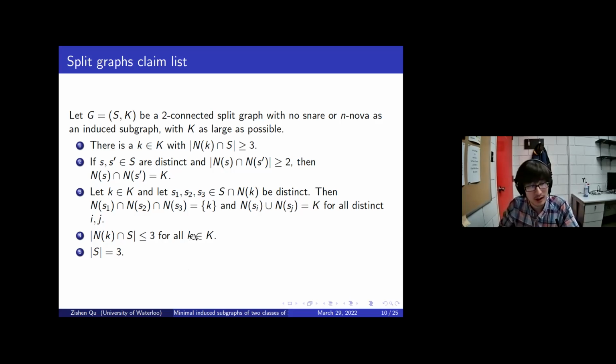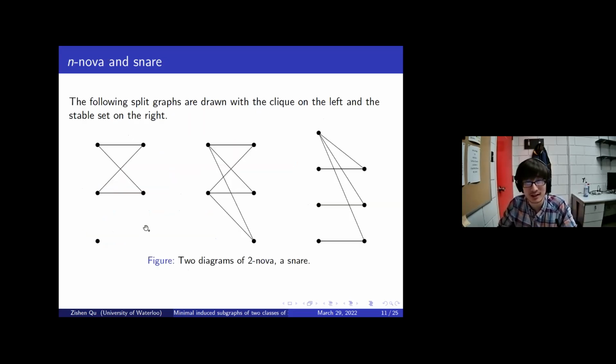Okay. I know I wrote G equals S K, but I'm going to take the convention that I draw the K on the left. And here I've drawn these diagrams to show you some important graphs and to try to get you used to this convention. The left side of these diagrams is actually just a clique. Even though I didn't draw any of the edges, they're all there. So the leftmost diagram, there's a triangle on the left side, and then it's connected to those 2 vertices on the stable set on the right in the prescribed way.